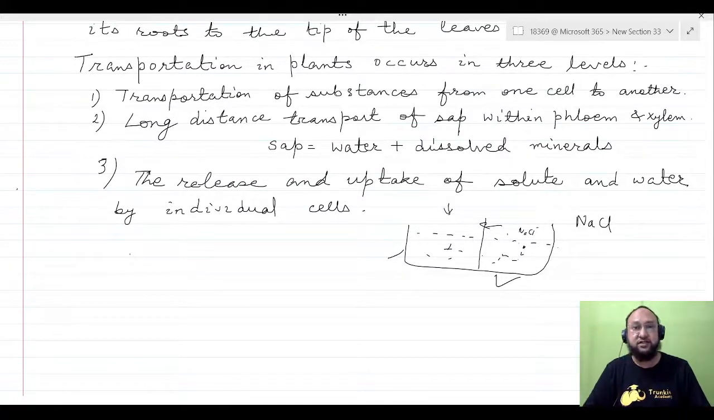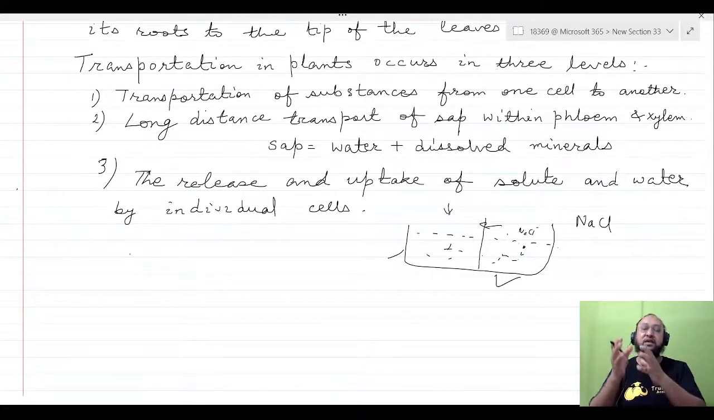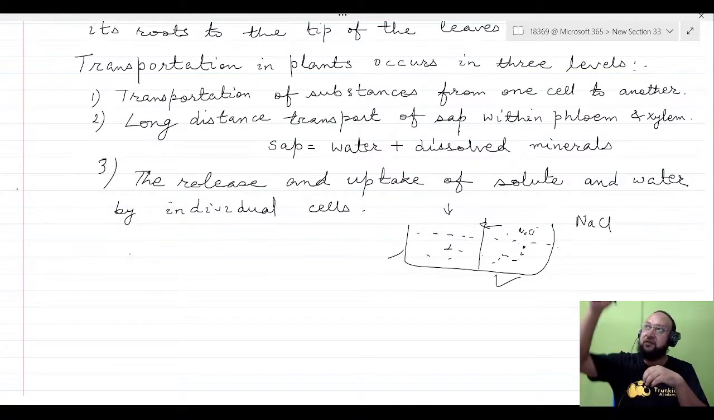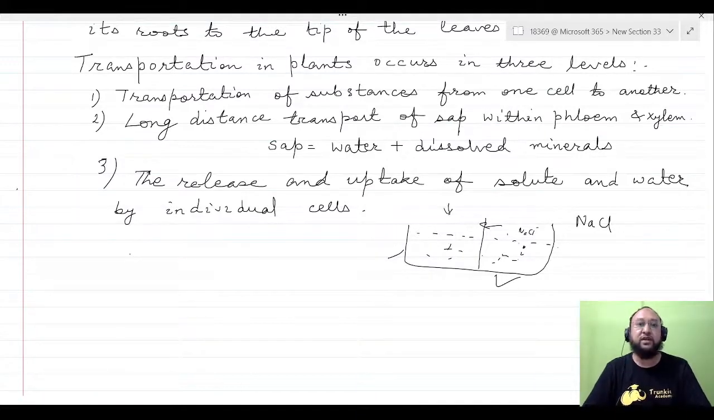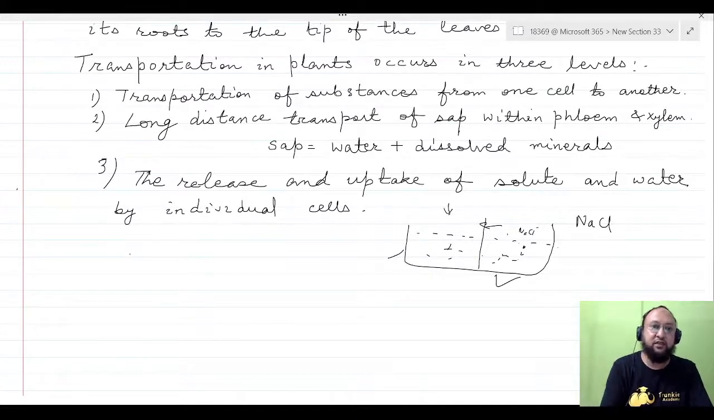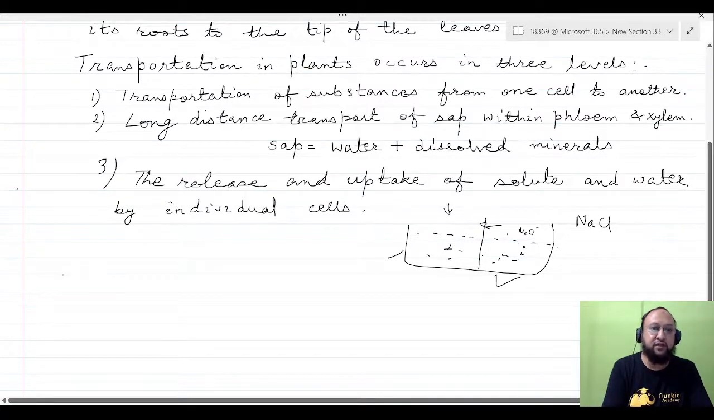against the concentration gradient. Here in case of passive transport, the movement of the molecule is along the concentration gradient. That means from higher concentration to lower concentration. But in case of active transport, it is just opposite, from lower concentration to higher concentration, in opposite direction. So energy is required for that, and that is called active transport. First we'll write the passive transport, and then we'll write active transport.